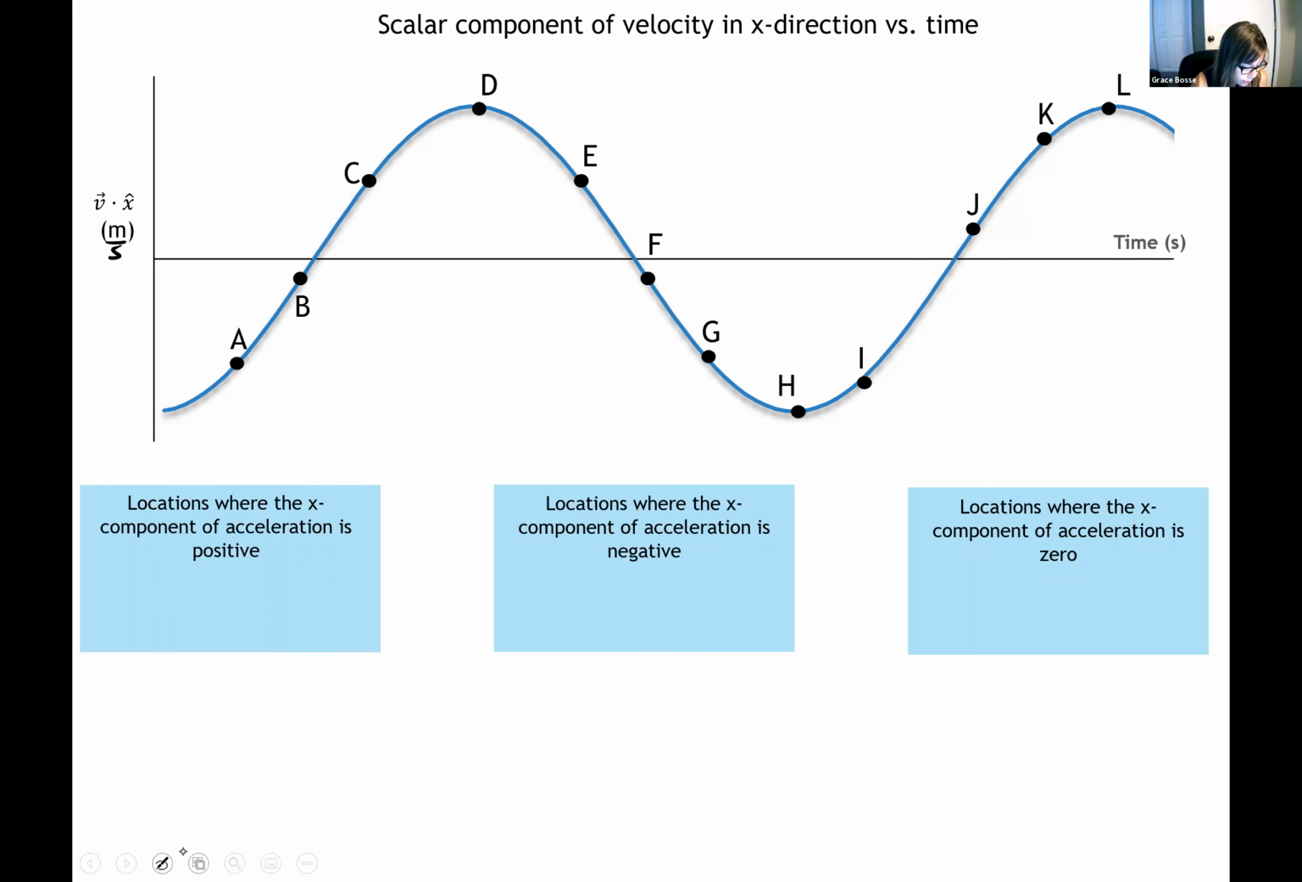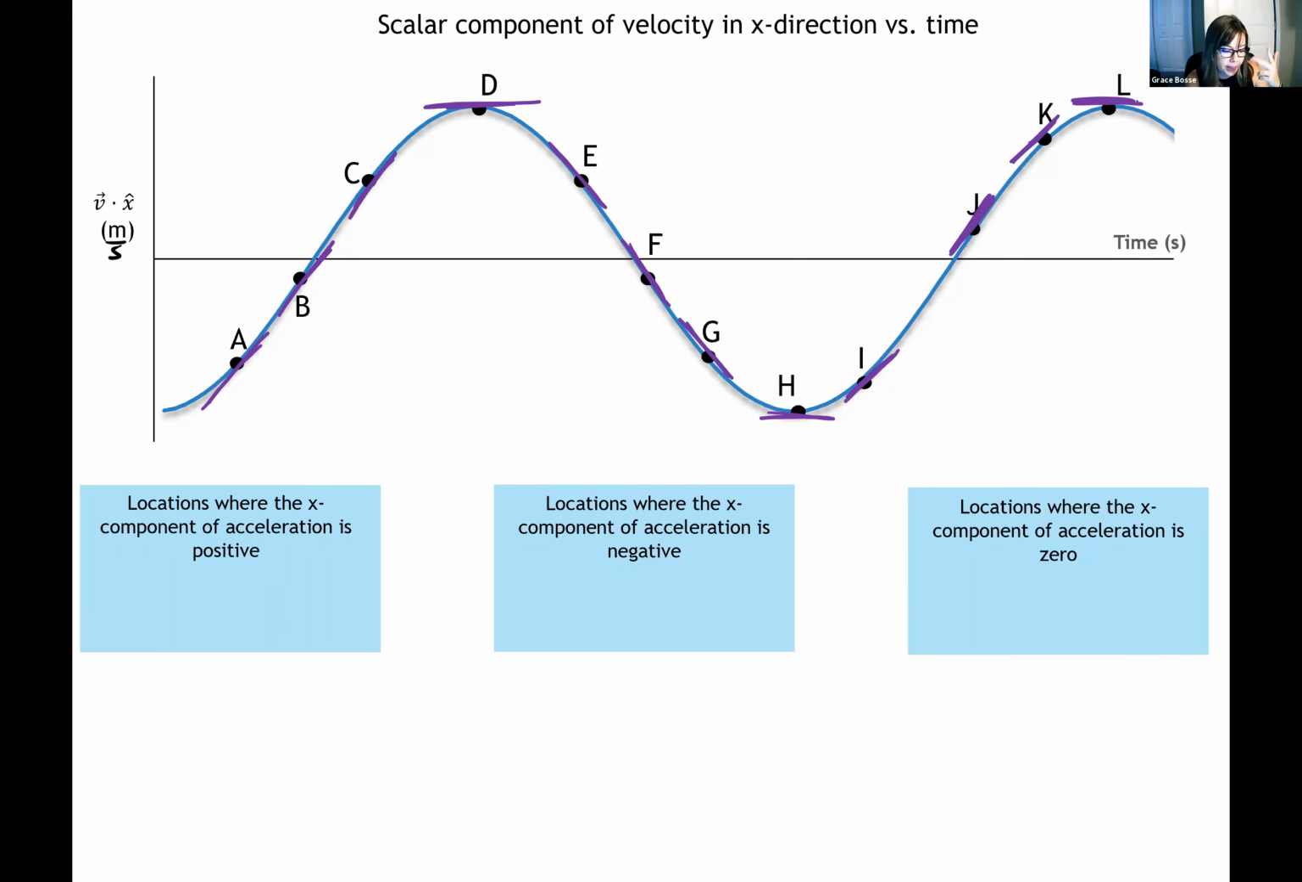So let's try to figure out where are all the locations where the x component of the acceleration is positive. So on this graph where I'm graphing the x component of velocity, the slope of this graph will give me the x component of the acceleration. So I'm just going to draw tangent lines all along this graph at all of these individual locations. And we are going to consider the slope of these lines.